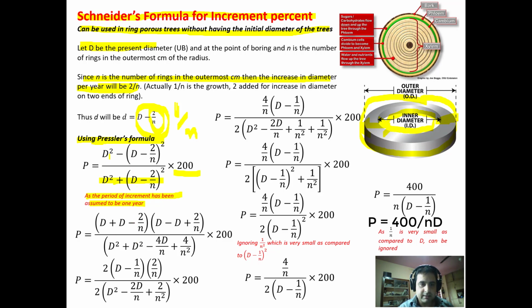Now rearranging the terms, this is a square minus b square, so (a plus b) into (a minus b), and this is a square plus b square minus 2ab. So expanding the terms here, we take the 2 common, we are left with D minus 1 upon n into 2 upon n, and here we take 2 common, it is D, we are left with D square minus 2D upon n plus 2 upon n square into 200. Now we multiply the terms, and we get 4 upon n (D minus 1 upon n), and here we break this 2 upon n square into 1 upon n square and 1 upon n square.